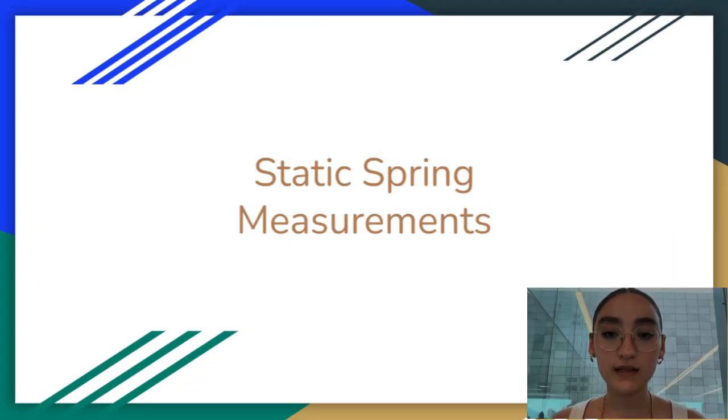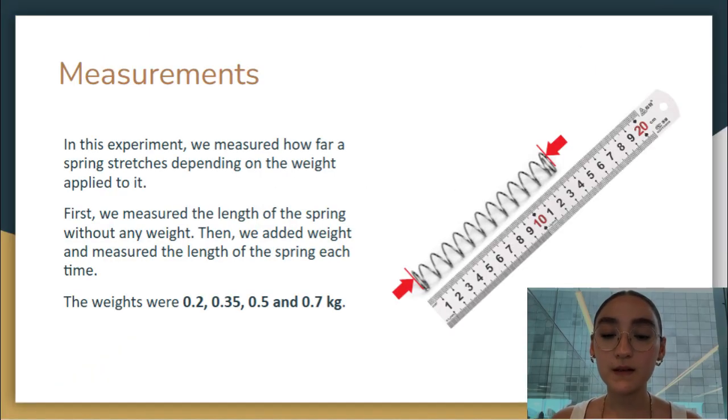Thanks. Static spring measurements. In this experiment, we measure how far a spring stretches depending on the weight applied to it. First, we measure the length of the spring without any weight, and then we added weight and measured the length of the spring each time. The weights were 0.2, 0.35, 0.5, and 0.7 kilograms.